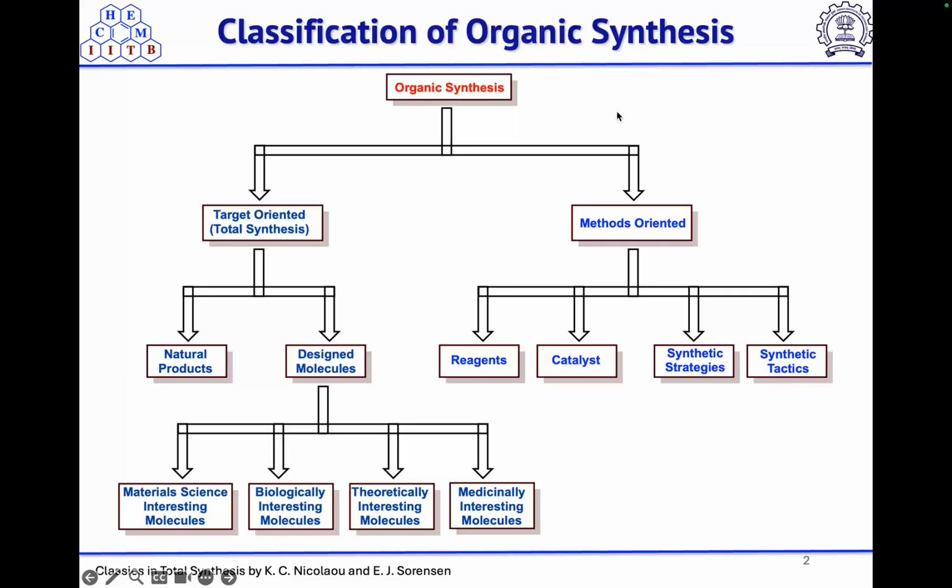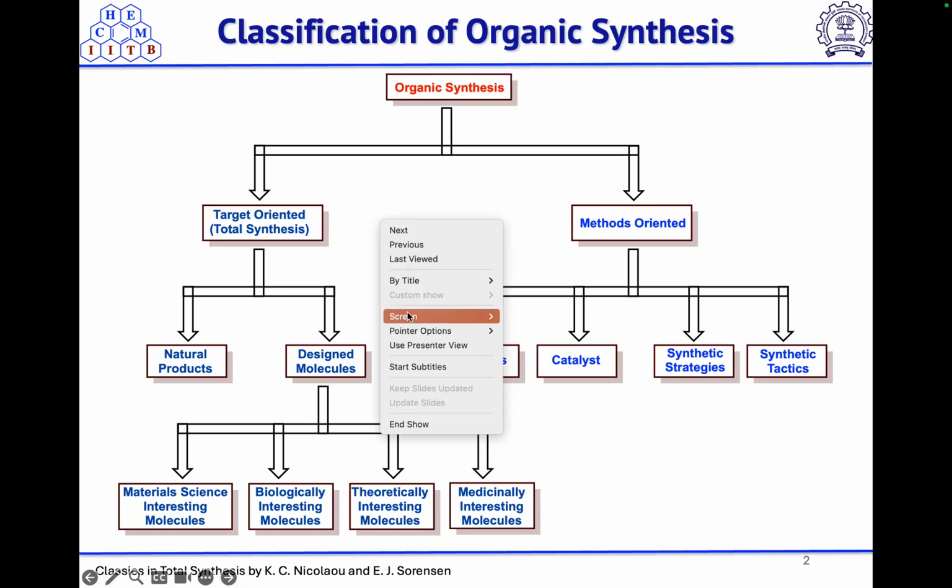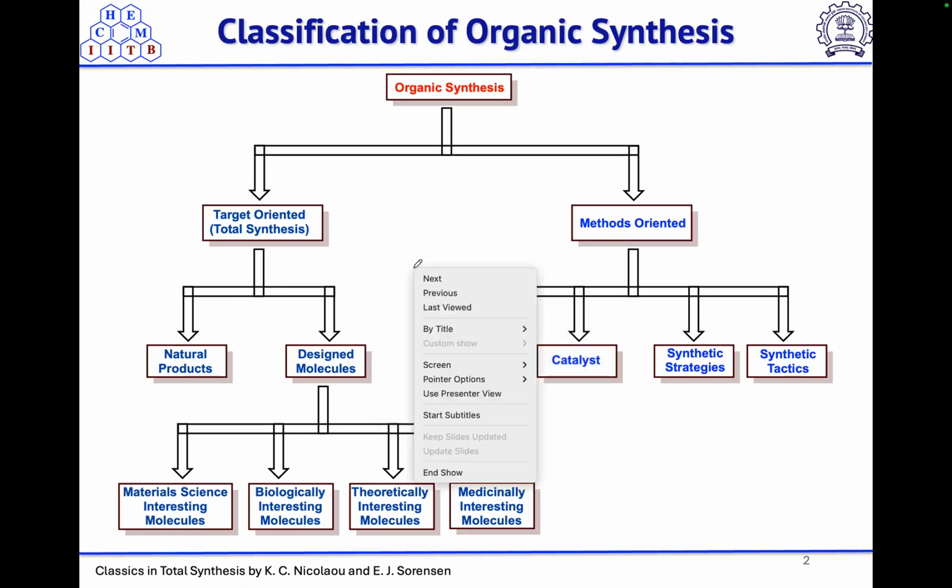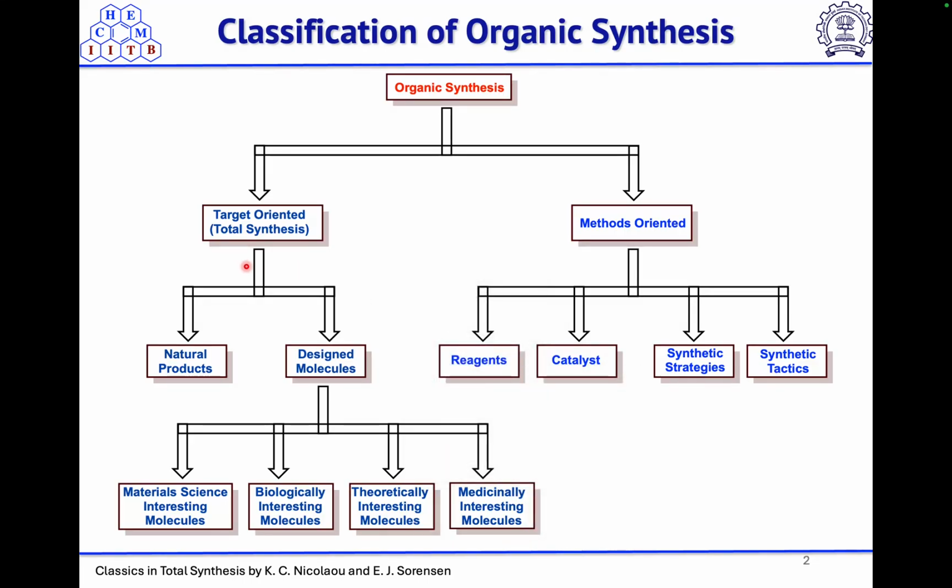So this is the classification of organic synthesis. Typically it is classified into two parts. One is target oriented and another is methods oriented. Now what is target oriented? Target oriented means your target is fixed and you are doing the synthesis to complete that target molecule. Total synthesis is a part of target oriented synthesis. Target-oriented synthesis can be further classified into natural products and designed molecules.